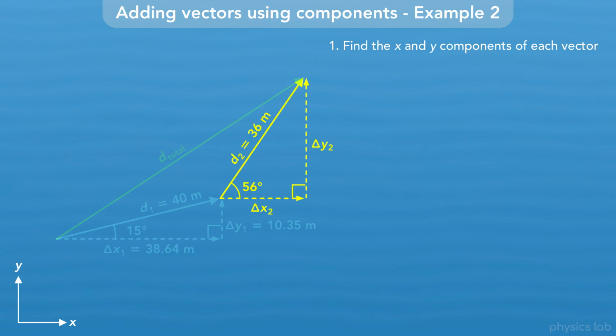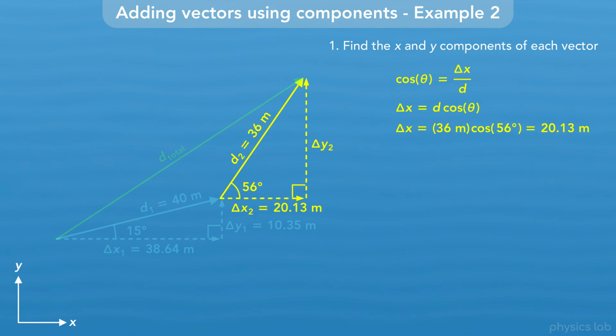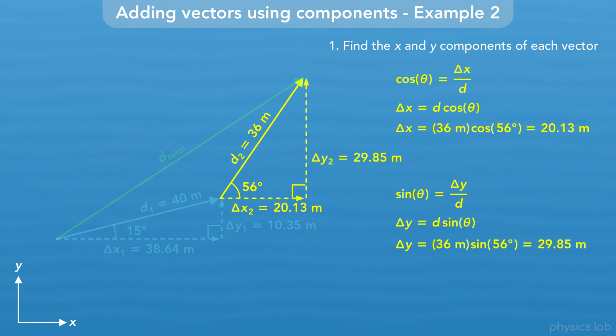Now let's move on to d2. Delta x is d times the cosine of theta. Now we plug in 36 meters for d and 56 degrees for theta. When we do that, we get 20.13 meters for delta x. Delta y is d times the sine of theta. When we plug in the numbers, we get 29.85 meters for delta y. Those are the x and y components of the second vector, d2.